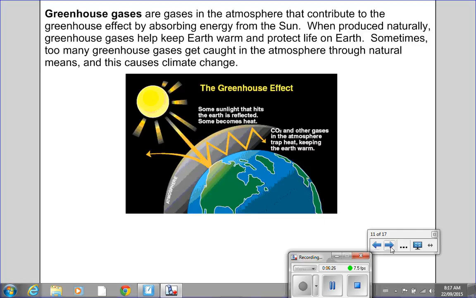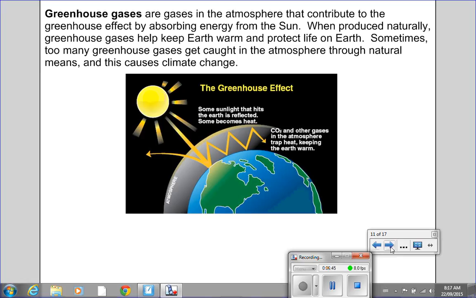Greenhouse gases are gases in the atmosphere that contribute to the greenhouse effect by absorbing energy from the sun. When produced naturally, greenhouse gases help keep Earth warm and protect life on Earth. Sometimes too many greenhouse gases get caught in the atmosphere through natural means, and this causes climate change.